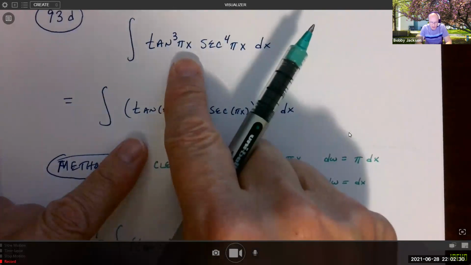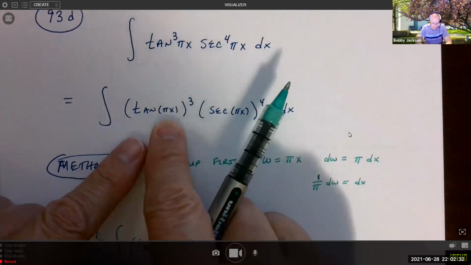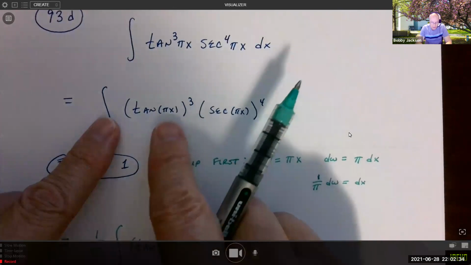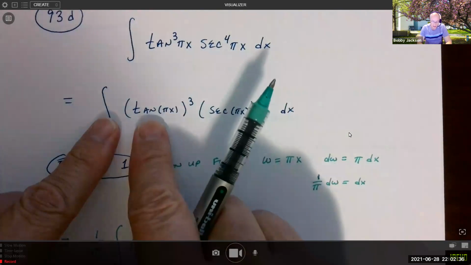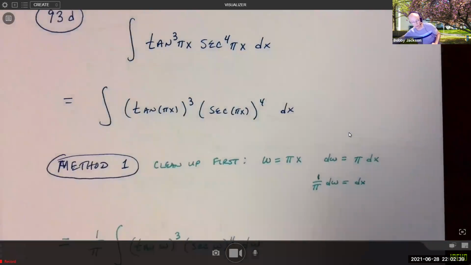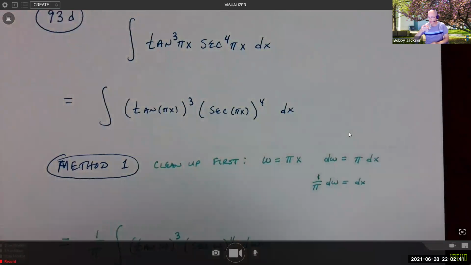This means tangent of the quantity pi x, and then all cubed. So notice you start with pi x, plug that into the tangent function, and then you cube it after taking the tangent.